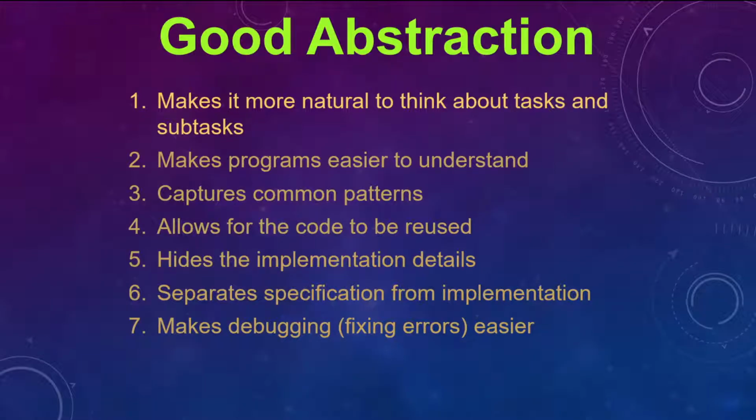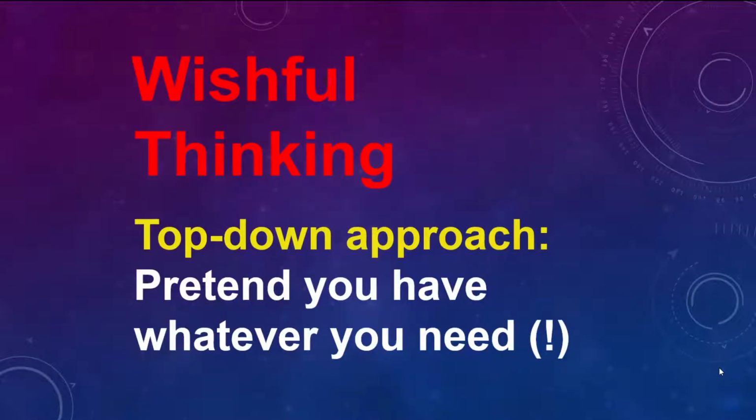Okay, in the previous video, we talked about what makes a good abstraction, and then we came up with these 7 points. So right now, we will see how we can implement some of these ideas in a sample question, right? Before we do that, as a reminder, there's something we learned before called wishful thinking, the top-down approach. Pretend you have whatever you need. So this is one key idea when you think about abstraction.